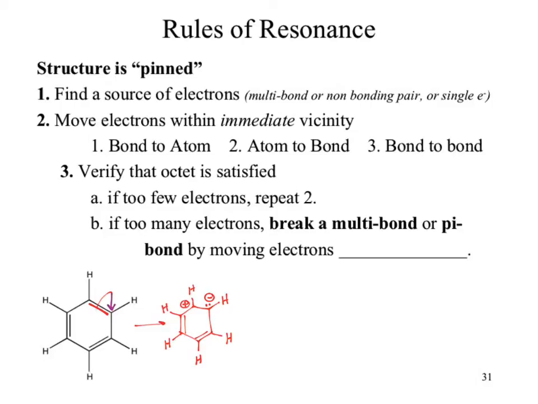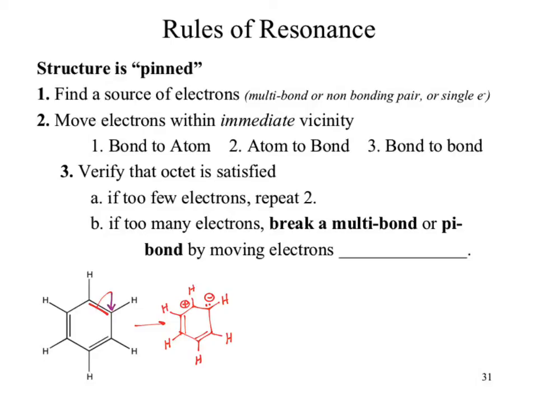Okay? So what we've done is moved electrons. We've generated a new structure. We could then go back and evaluate our octet. If there's too few electrons, we can repeat step 2. Do we need to worry about that one for this resonance structure? For people that have talked to me about it, they might be saying no, but I kind of conveniently ignored one part.